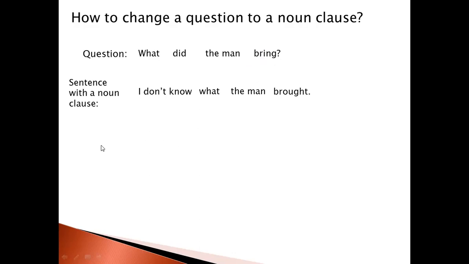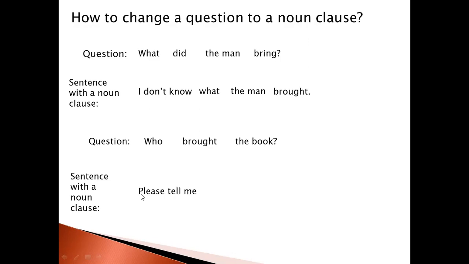Let's look at another question. Who brought the book? Now, if we want to form a sentence with a noun clause, we should, of course, start with the independent clause, please tell me. Then the question word who. In this case, who is considered to be the subject of the sentence as well. And that's why we directly put after it the verb and then the object.